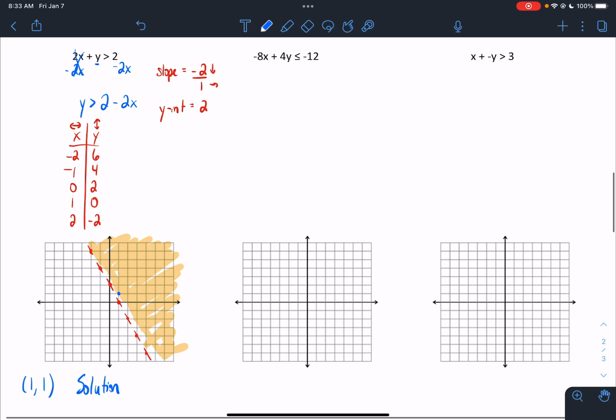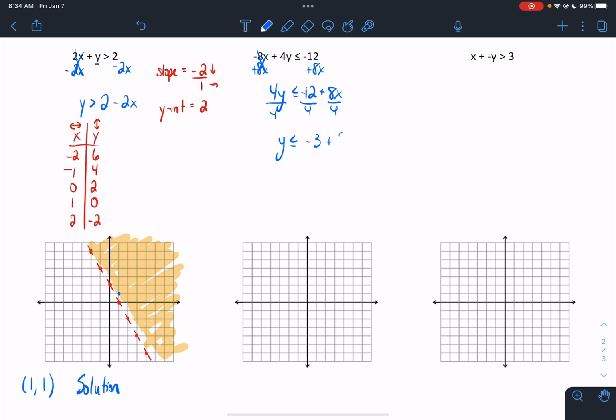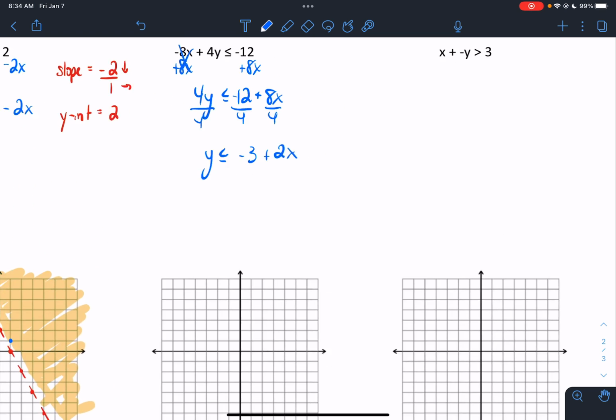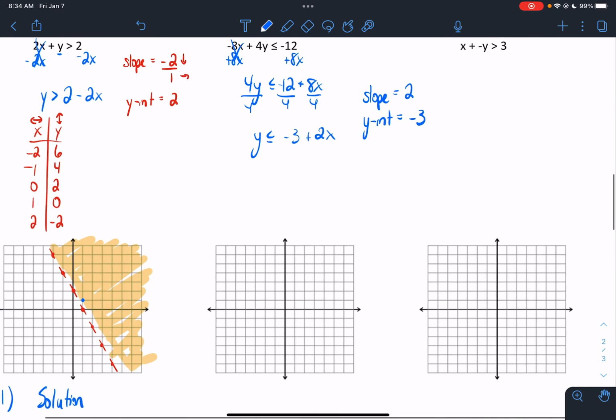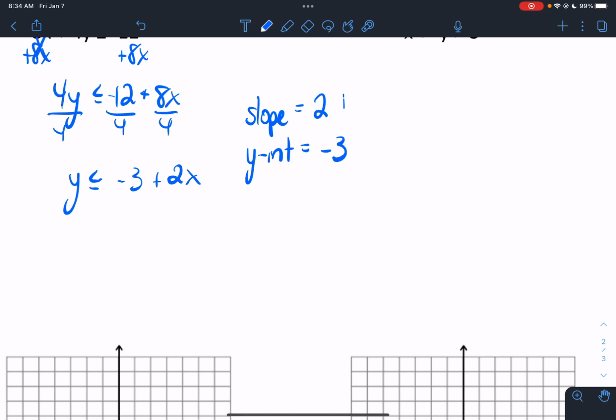Second one, I can do the same thing. Get my y by itself, so I'm going to add the 8x to the other side. So y is less than or equal to. I added the 8x to the other side. I then divided everything by 4 to get my y by itself. My slope is 2. My y-intercept is negative 3. So my slope is telling me I'm going up 2 and then right 1 each time that I move.